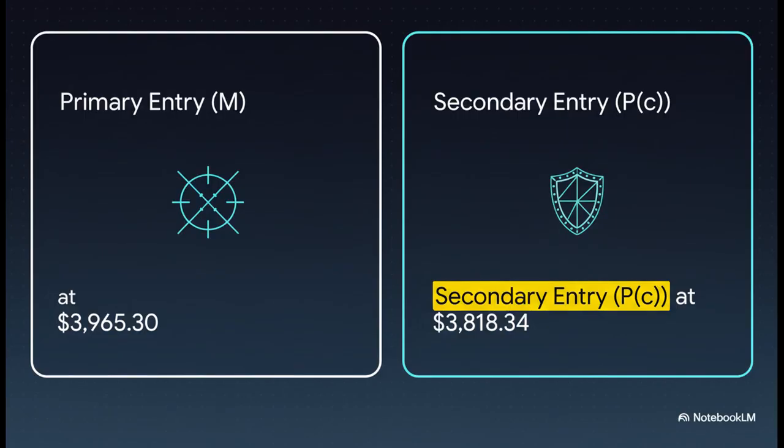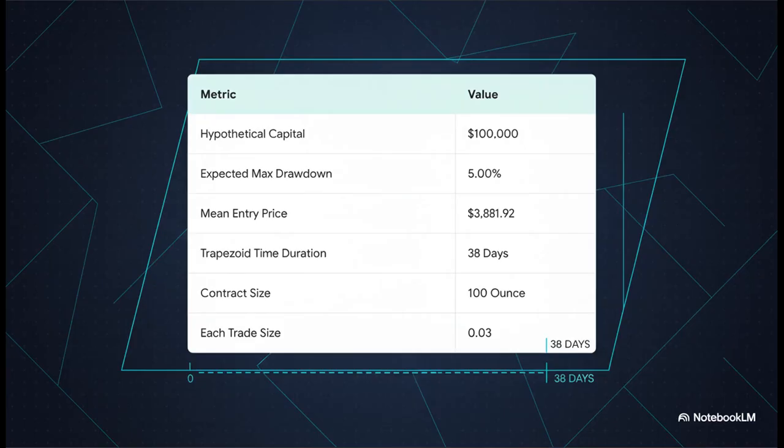Now, the plan actually defines 2 entry levels right from the start. There's the primary entry at M, which we just saw, but there's also a secondary optional entry at P crack. That one is there as part of the overall risk management strategy. And this is what's really fascinating. The risk parameters are all defined upfront before anything else happens. You can see the key figures from the plan right here, based on a hypothetical capital of $100,000.